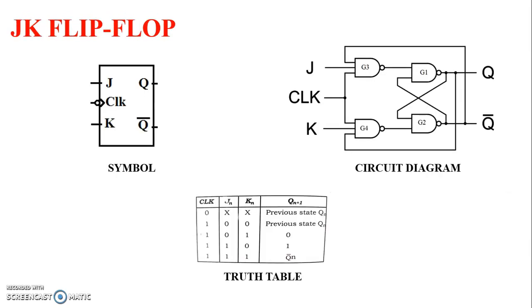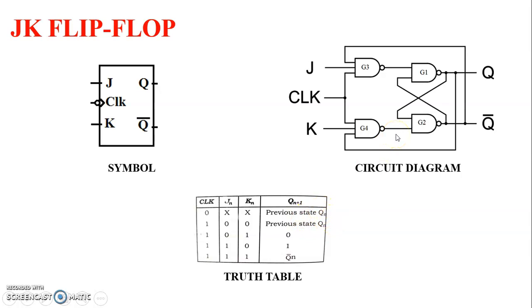So this is the JK flip-flop. In the JK flip-flop we have two inputs, J and K. This is the circuit diagram. We have four NAND gates, and this is the truth table of the JK flip-flop. If the clock pulse is 0, whatever the values of J and K, the output will remain in the previous state. That is the first condition.